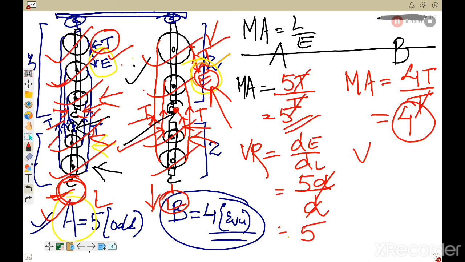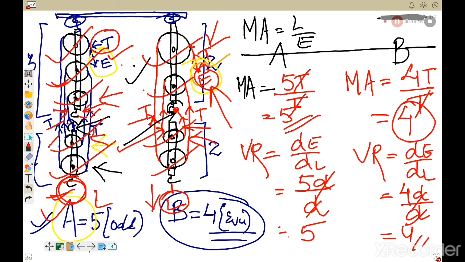So similarly here in set B also you get the distance moved by the effort to the distance moved by the load equals 4D by D. D and D get cancelled. You will get 4 as the velocity ratio. So you get that the velocity ratio is actually equal to the number of pulleys, isn't it?